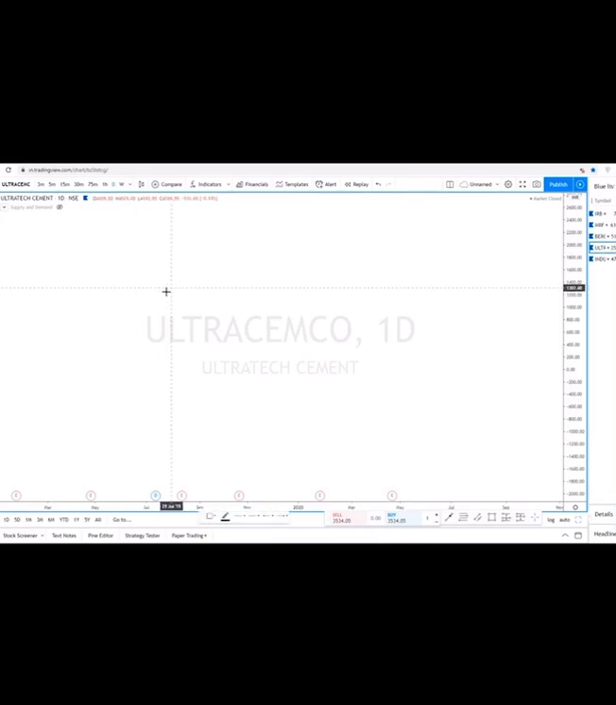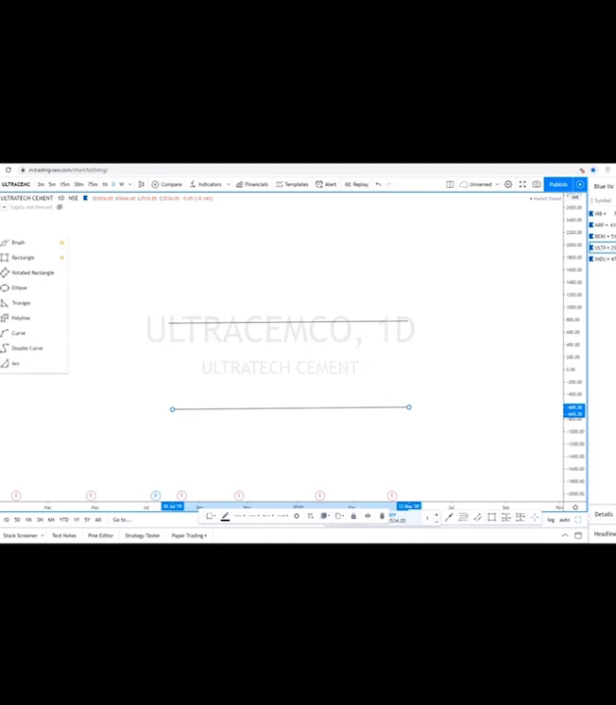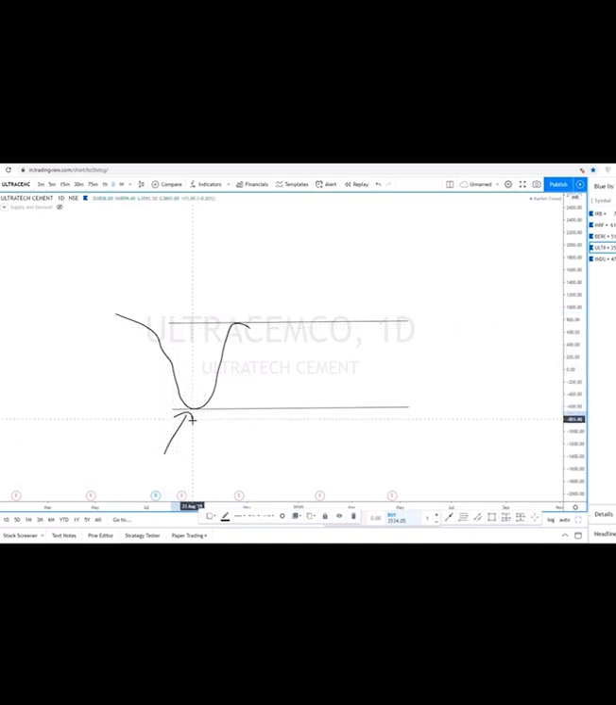What is support and resistance? It's simple. Let me just draw the line here. What is the psychology behind support and resistance? It's just that when there are two major points at the bottom and the top, two reversals, these areas are the major psychology levels.